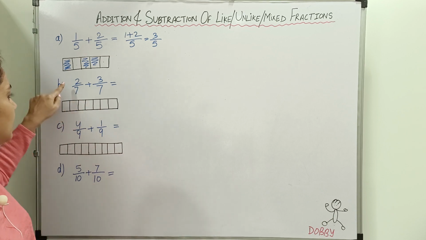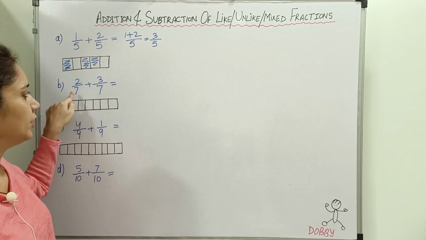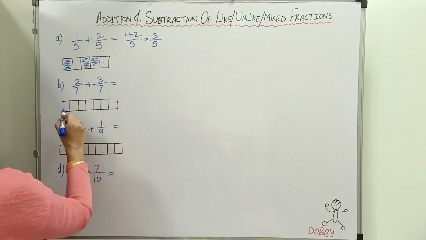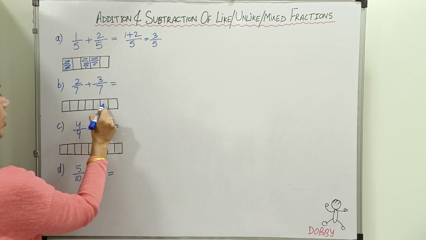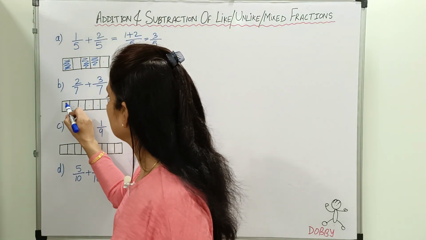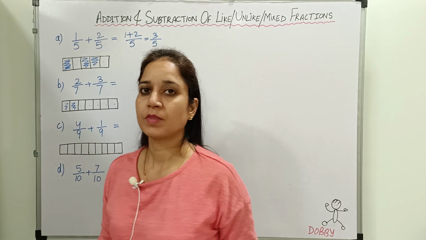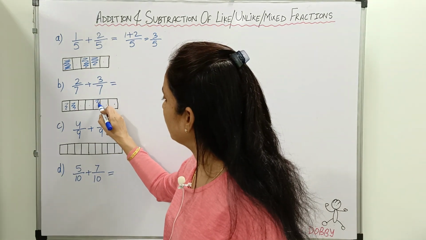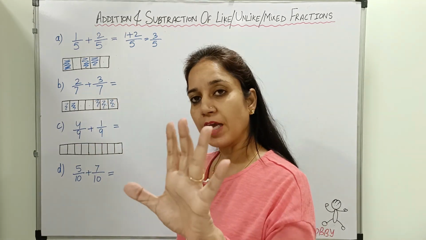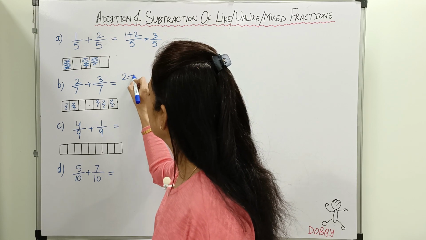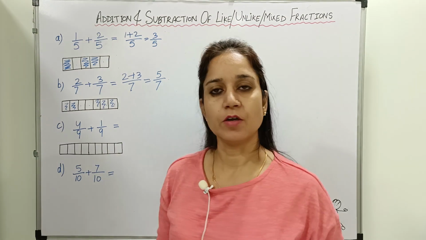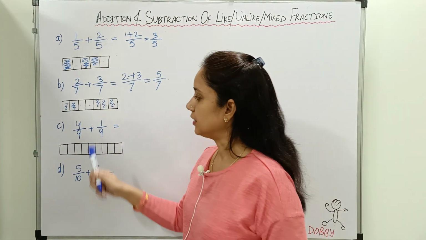Now look at the next sum. 2 upon 7 plus 3 upon 7. Denominator tells us total number of parts. So 7 is the denominator. Yes, total parts are 7. Let us count. 1, 2, 3, 4, 5, 6, 7. Right? Now, 2 parts out of 7. Let us shade. 1 and 2. 3 parts out of 7. 1, 2, 3. So, total how many parts are shaded? 5 parts out of 7 are shaded. So, we have to add only numerators. Denominator remains the same.